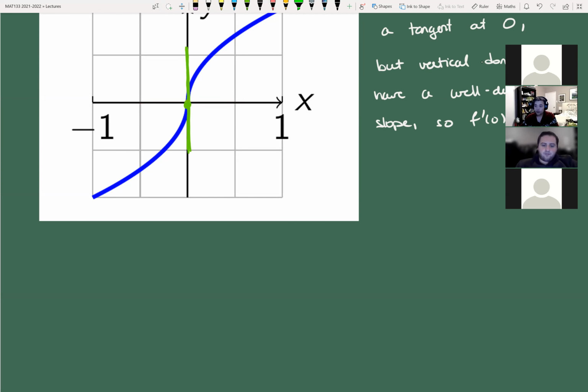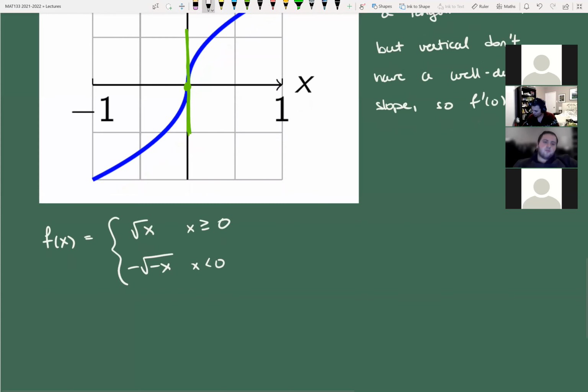But anyway, you can actually compute this if you want. Here, let me just rewrite down the function for you. I mean, this looks terrifying, a little bit scary. That's why we gave you the graph. Oops, sorry, x greater than or equal to 0, and x less than 0. If you wanted to, you could compute what f prime of 0 is. We're actually going to have to compute the one-sided limits here.